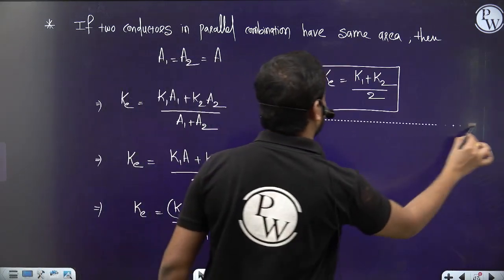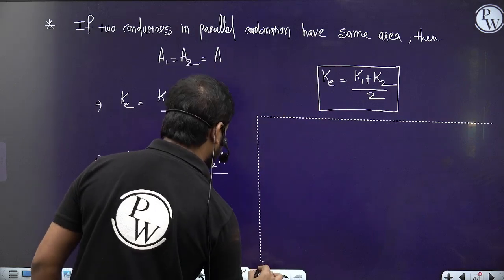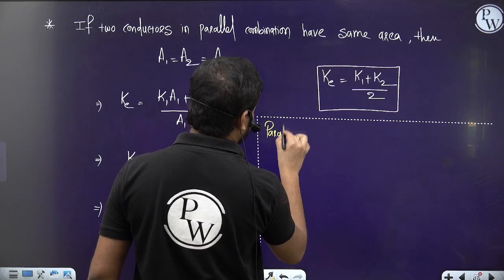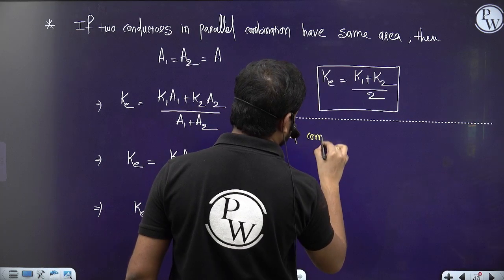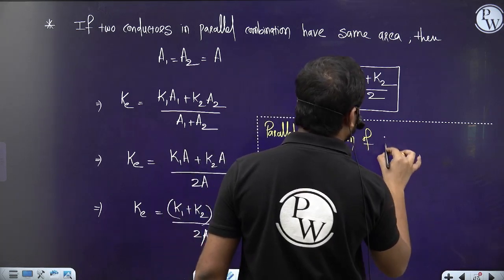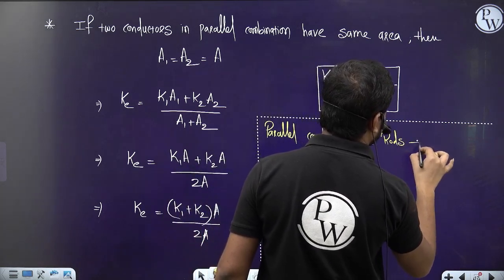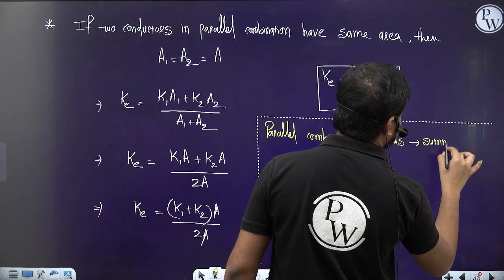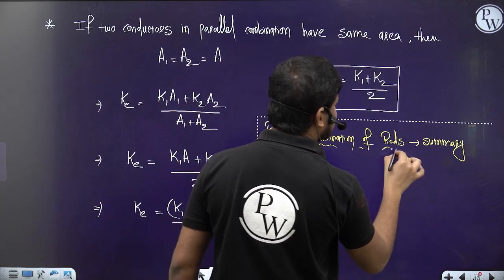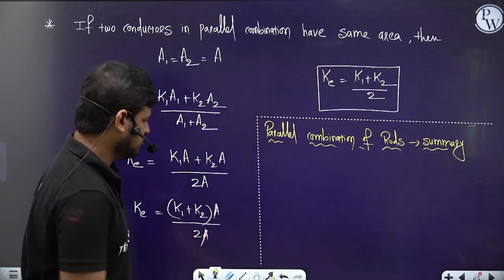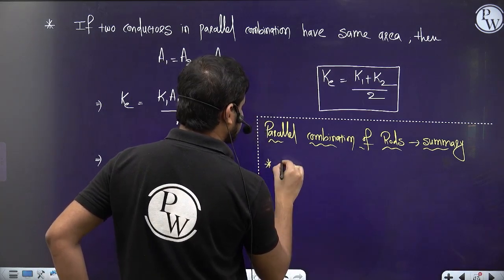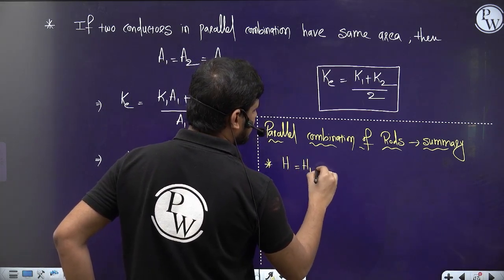Done guys, everyone? So let me write what you have to remember in the parallel combination of the rods. Let's write the summary. Here the heat current in both the rods is not going to be the same, it gets divided. So the first important thing, the heat current is not the same. The total H is equal to H1 plus H2.